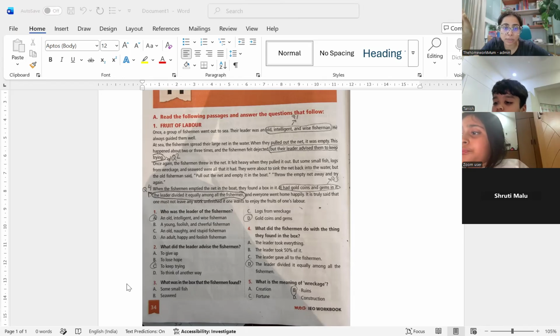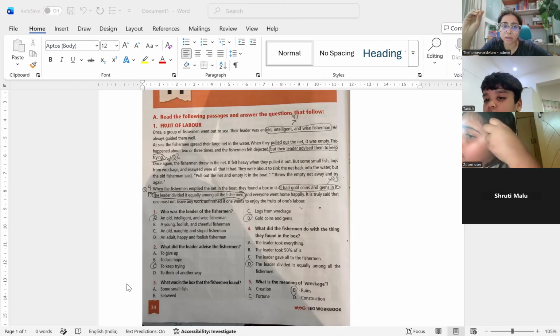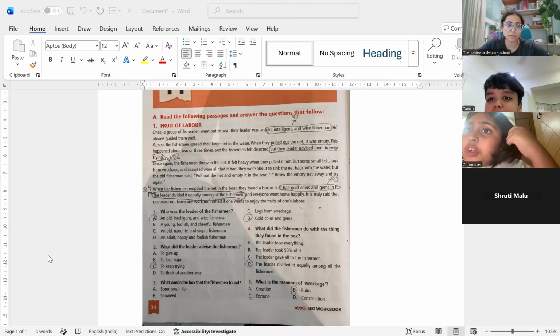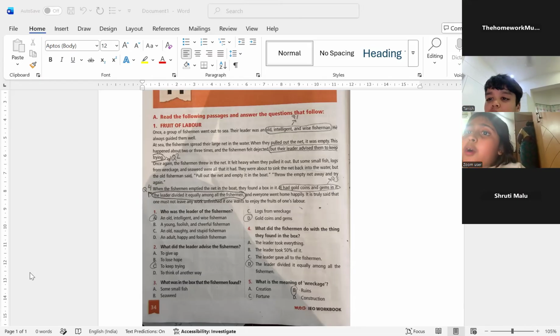Now I want you to start reading. Mirka, you are going to read the first 2 paragraphs, and the last 2 Tanishq will read. Start. Fruit of Labor. Once a group of fishermen went to the sea. The leader was an old, intelligent, and wise fisherman. He always guided them well. At sea, the fishermen spread their large net in the water. When they pulled out the net, it was empty. It happened about 2 or 3 times. The fishermen felt dejected, but their leader advised them to keep trying.